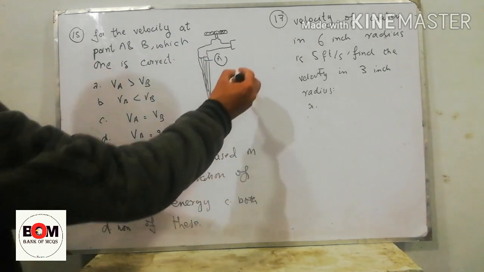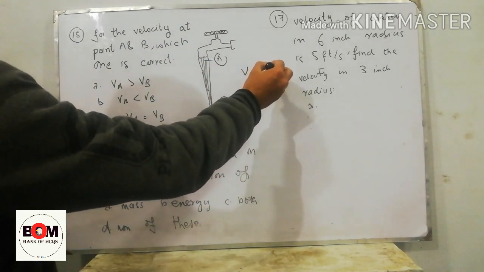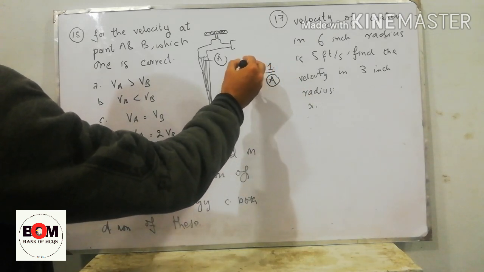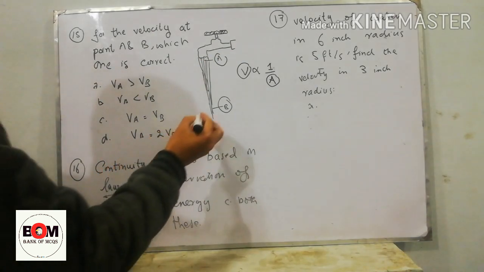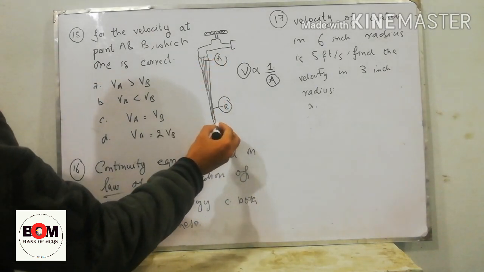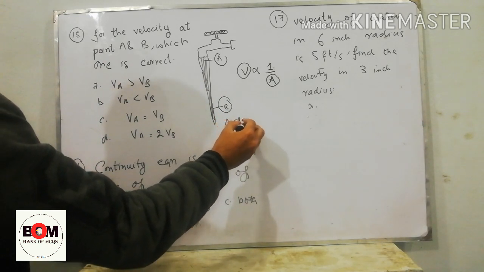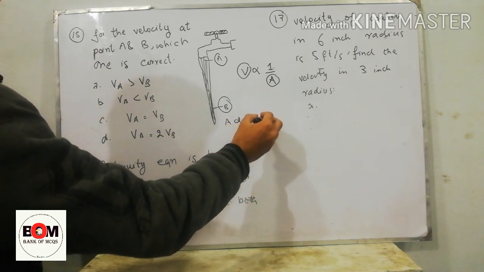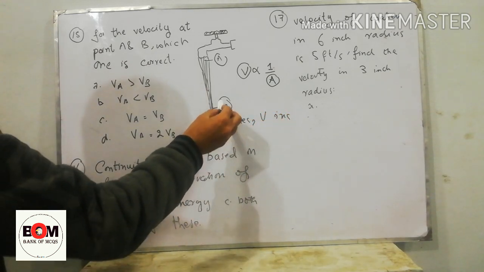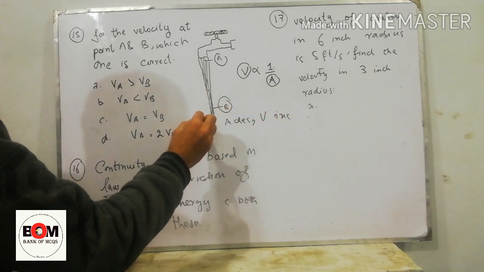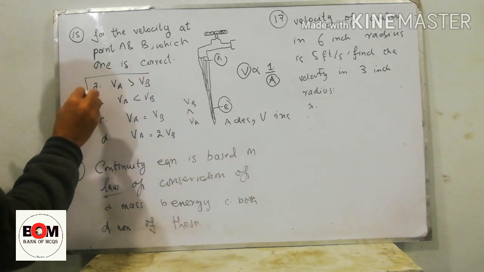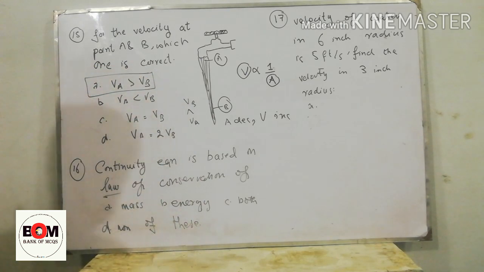We know from the equation of continuity that velocity is inversely proportional to area. As the water comes downward from the tap, the area decreases. As the area decreases, the velocity increases. So at point A the velocity is greater than at point B. So option A is correct.